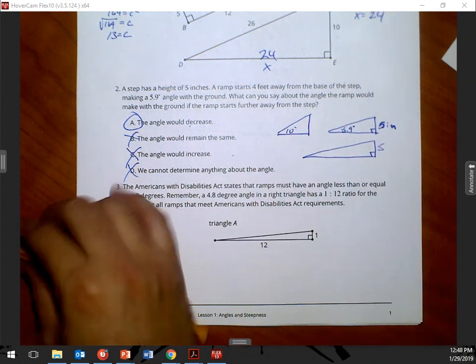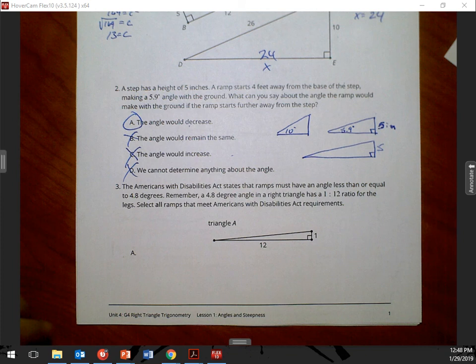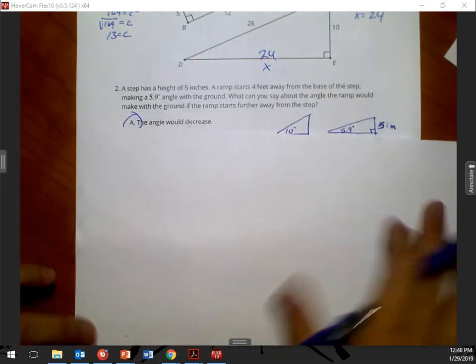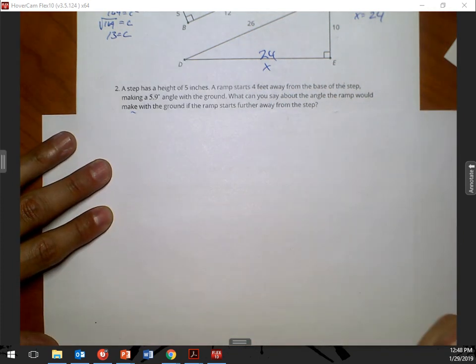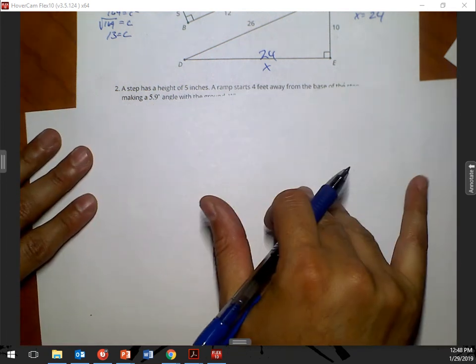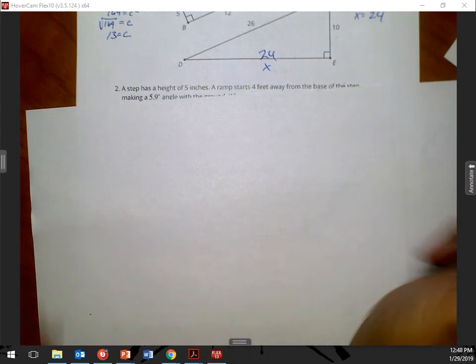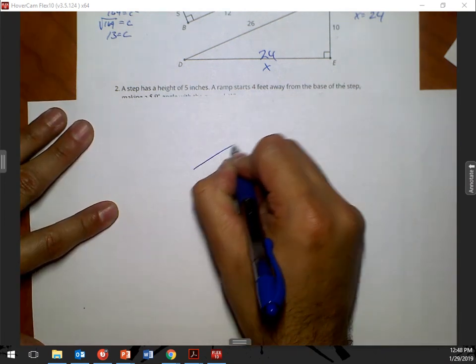Now I'm going to apply this one again, but I'm going to rewrite it for this one right here. So you said, let's say the ramp. Mr. Butcher, I'm still really confused. You said that one side stays the same. Yes, the 5 stays the same. So I'm going to redraw it again. Let's see if I can get this closer to right.